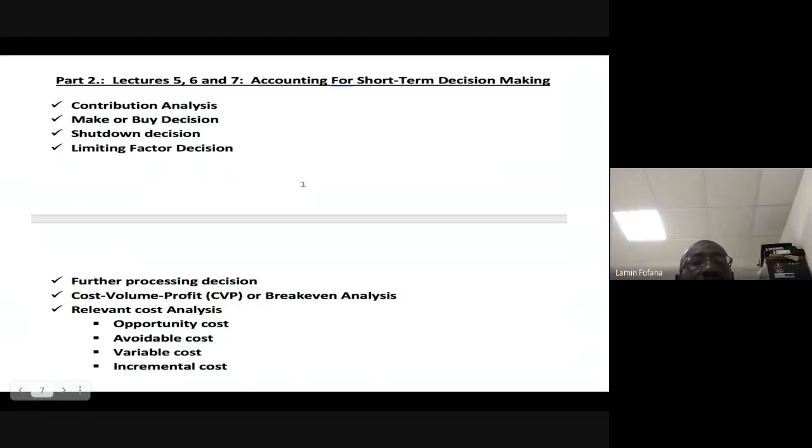Good. So part two, we will be doing accounting for short-term decision-making. And we'll have a couple of lectures, maybe 3, 4, 5, depending on the speed. So under this part, we'll be looking at decision-making, but on a short-term basis. What is short-term? What's the definition of short-term in accounting? If you talk about short-term in accounting, what do you mean?